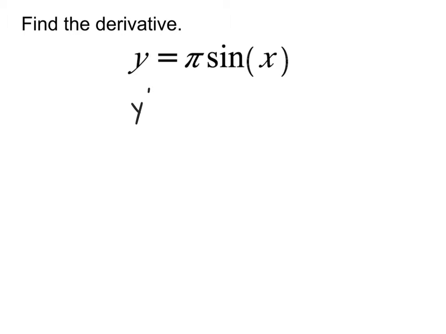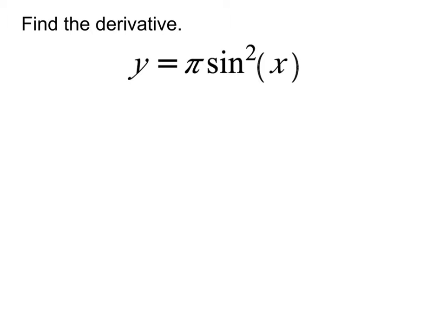Let's just go straight to finding our derivative. So that's going to be y prime equals our constant times the derivative of our function. So the derivative of sine is cosine, so it's all just pi times cosine of x. And that's our derivative. That's all you have to do for this one. Okay, no problem. Now let's find the derivative of this one.